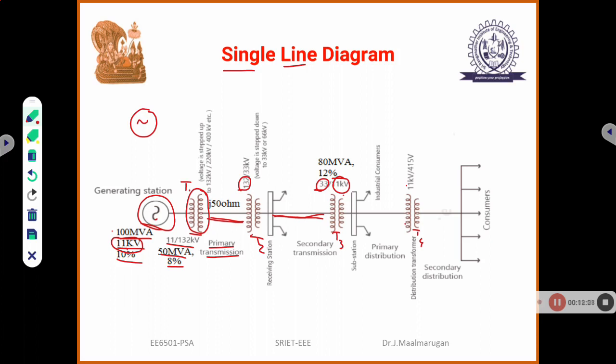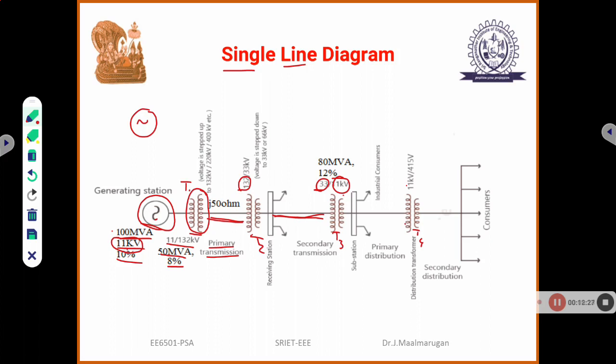Once again I am telling you what a single line diagram is. The single line diagram is a pictorial representation of a power system. The components are represented by standard symbols and the interconnections are shown by straight lines. Beside the symbol, the ratings are also marked on the single line diagram. That is called a single line diagram. If you understand the single line diagram fully, you can solve any kind of problem.